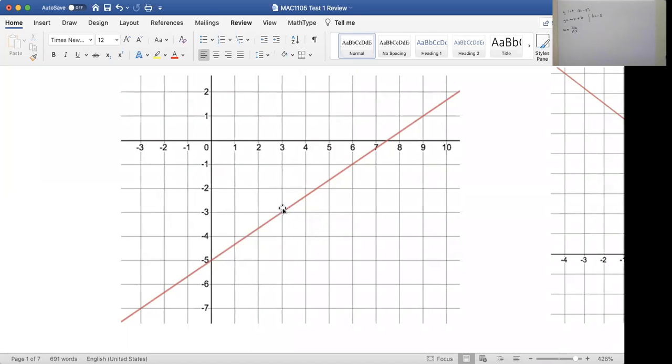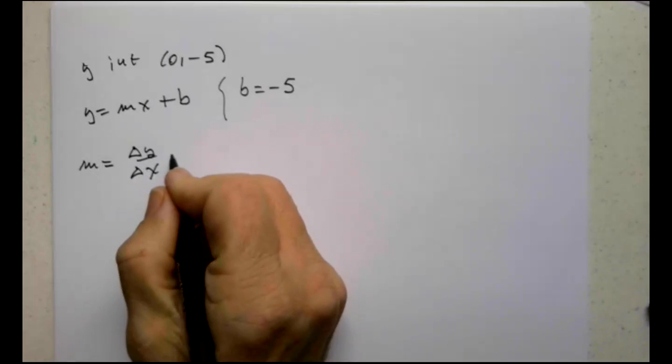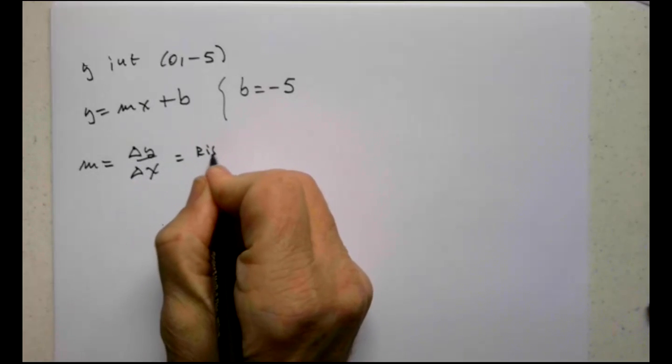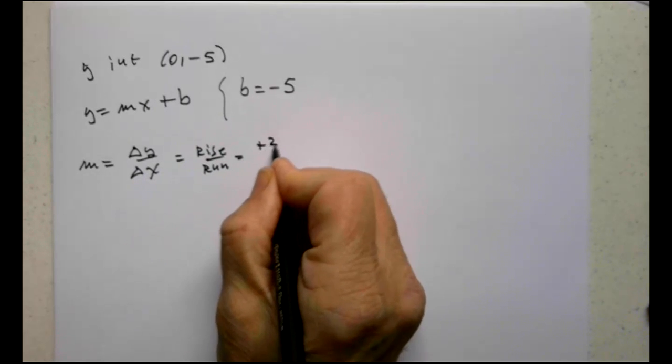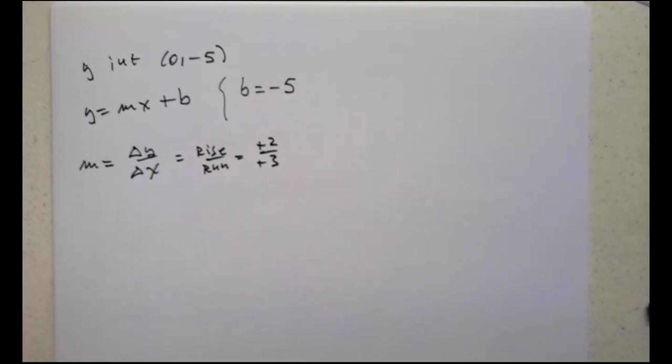Let's see if that continues. Up 2, over 3. Up 2, over 3. So my change in y, rise, is 2, change in x, run, is 3. So again, slope is rise over run, which will be +2 over +3, going up 2, going over 3.